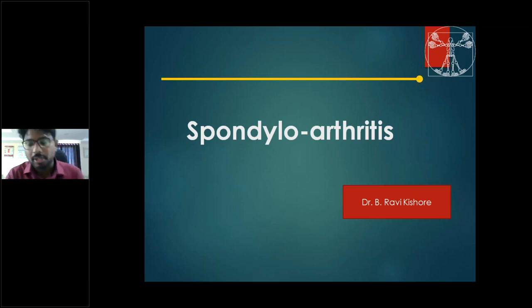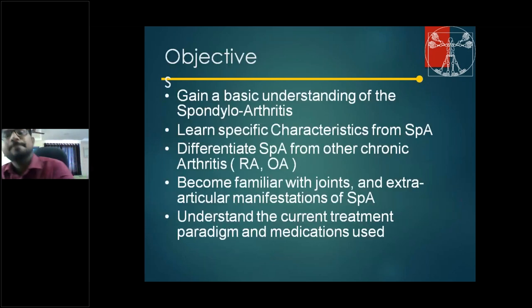Okay. Today we'll discuss the approach to spondyloarthritis, mainly ankylosing spondylitis. The rest of the spondyloarthritis will be completed in the next class. So today our objectives are to gain a basic understanding of spondyloarthritis, learn its specific characteristics and how to differentiate it from other chronic arthritis like RA and OA. We have to know which joints are involved in which particular type of spondyloarthritis, and we'll learn about the treatment and medications used.